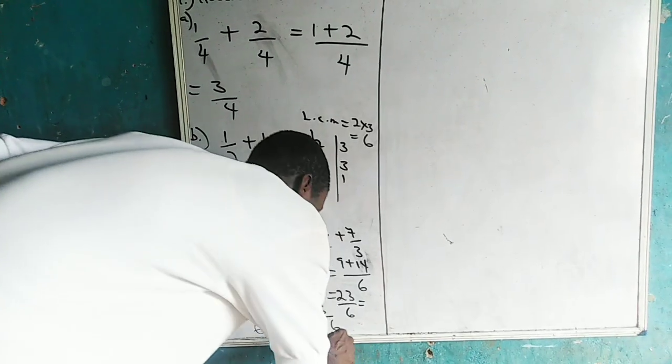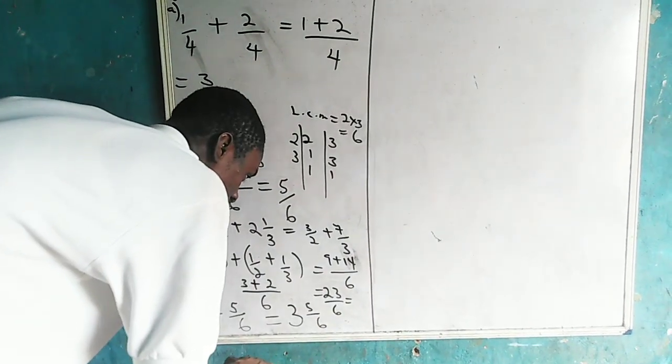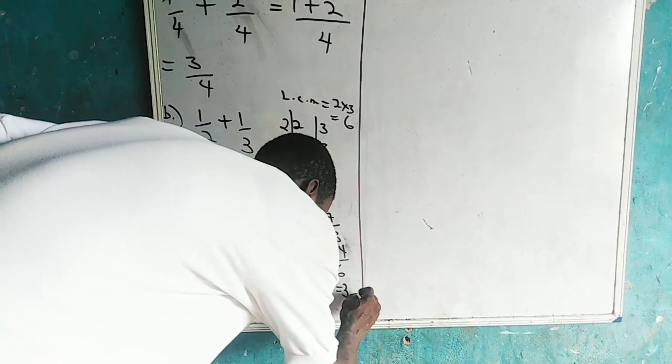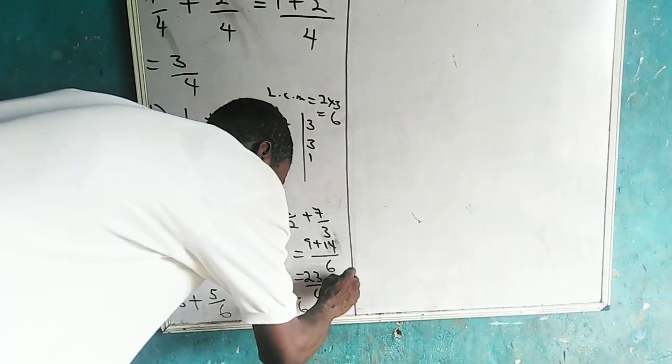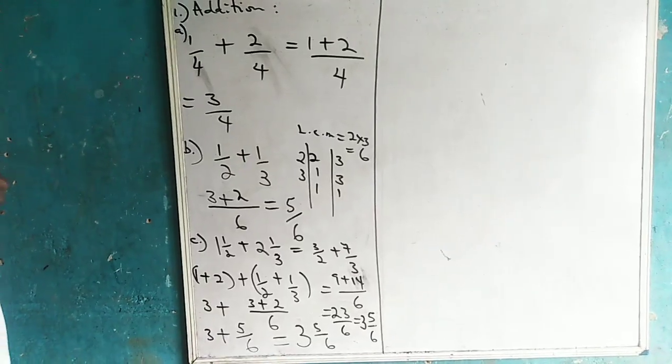So let's break this down. How many times can 6 go into 23? You can only go 3 times, and the denominator remains the same. 3 times 6 is 18, and 18 plus 5 will be 23. You see that we got the same thing. Is that not true? Alright, this is addition.